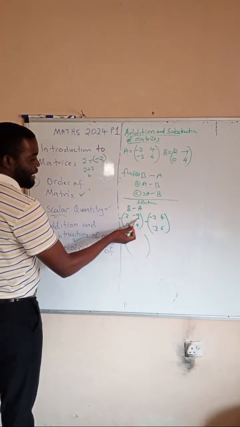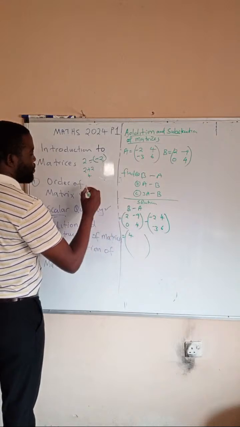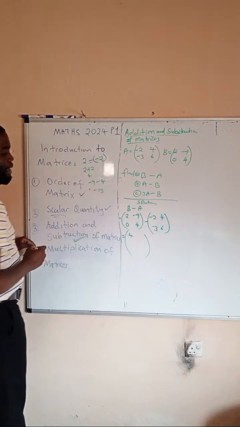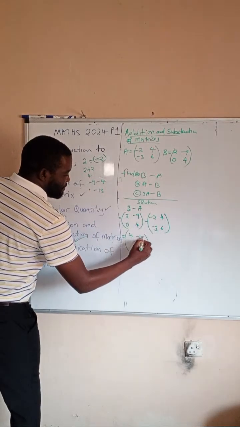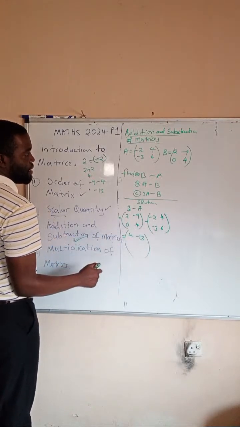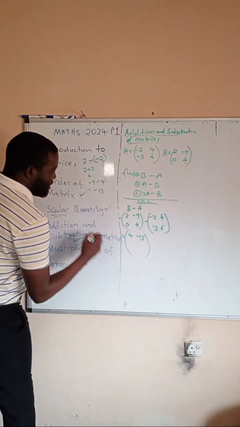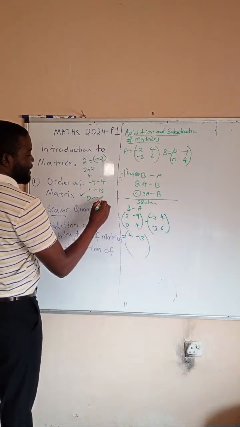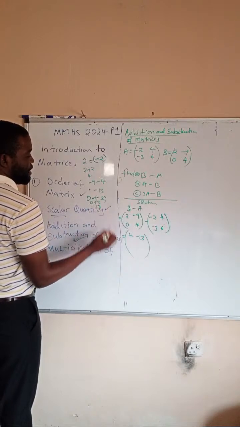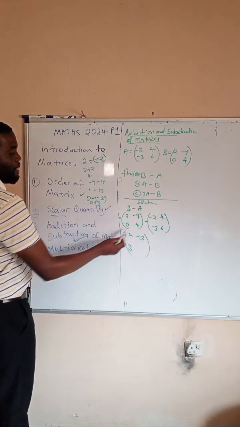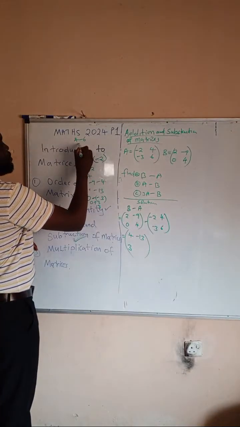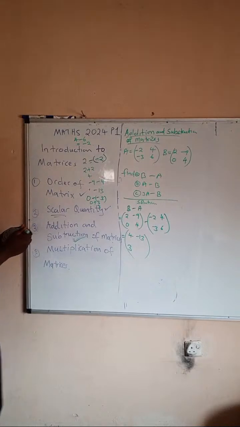We are done. Negative 9 minus 4 will give me negative 13. Okay? So this one will give me negative 13. 0 minus negative 3, which is 0 plus 3. Negative times negative is plus 3. So it means it is 3. 4 minus 6 will give me negative 2. That's how you do it.